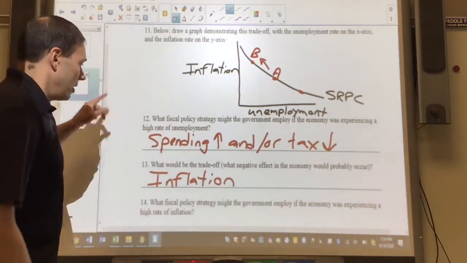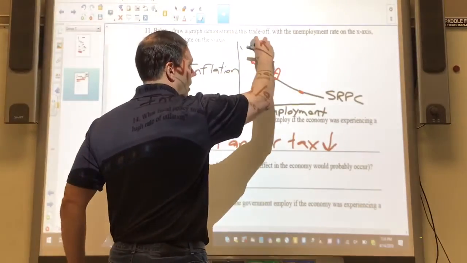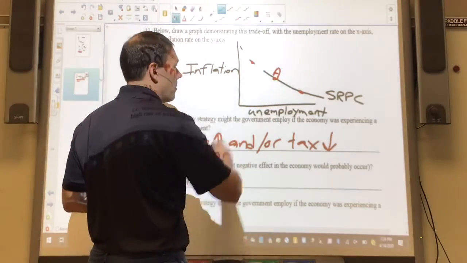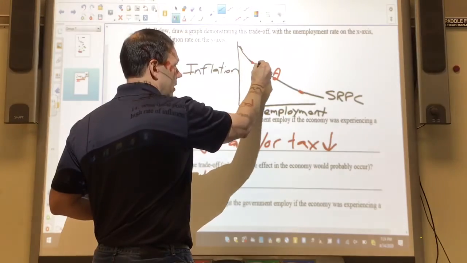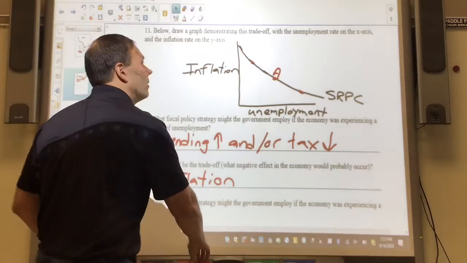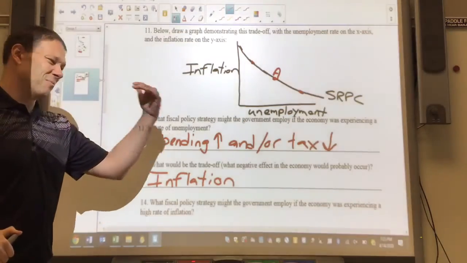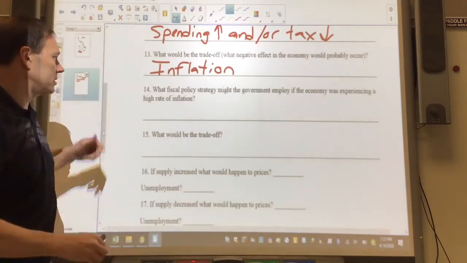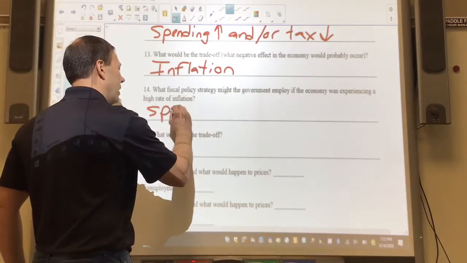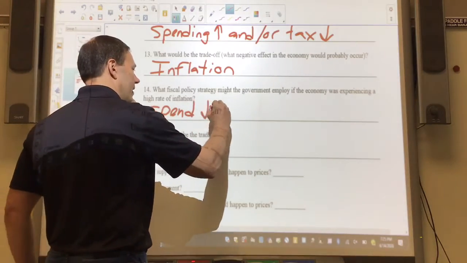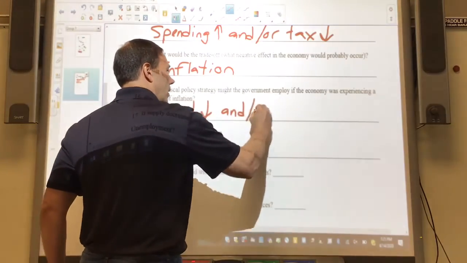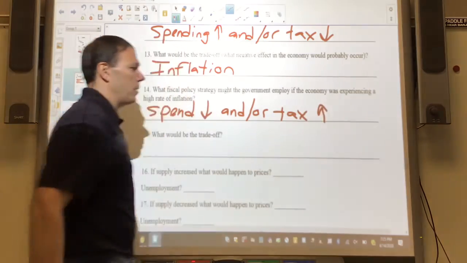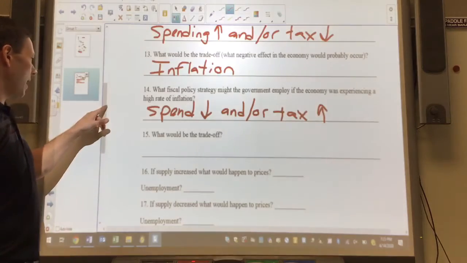All right, let's look at the other scenario. Number 14, we have a high rate of inflation because of expansion and whatnot. And so remember what we learned last time when we're in expansion. I should erase my line there. When we're in expansion, particularly when inflation's a problem, what does the government do? In that case, the government does the opposite. They're either going to spend less and/or tax more. That takes money out of people's pockets, out of the economy, and it decreases aggregate demand.